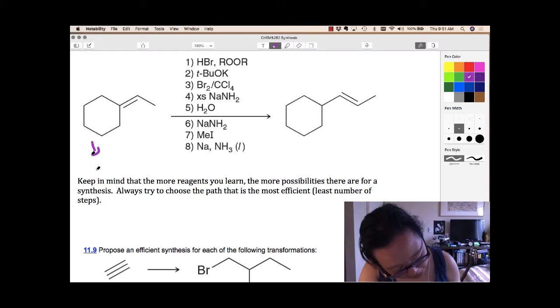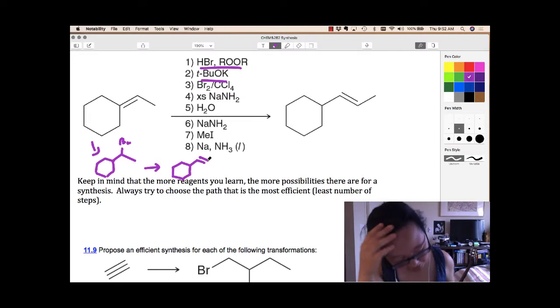So after the first step, we're going to do anti-Markovnikov HBr addition. So I'm going to have a Br here. And then I'm going to do a tert-butoxide. I'm going to get a terminal alkyne or alkene here.